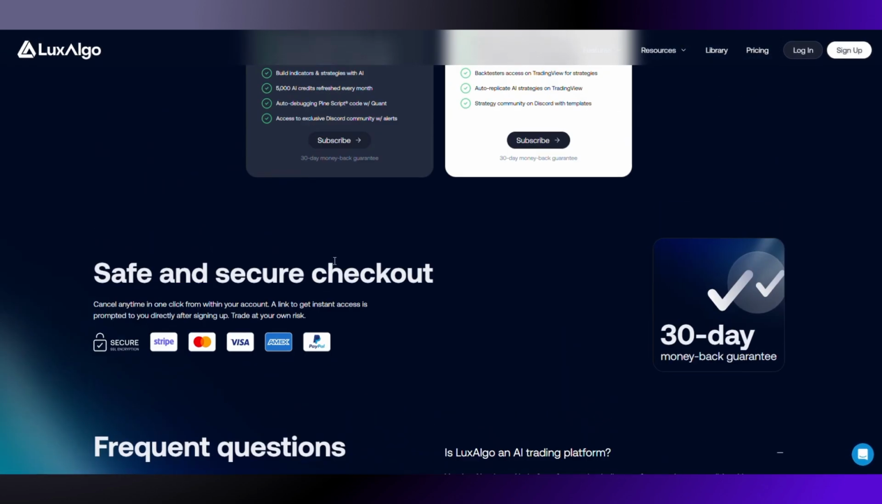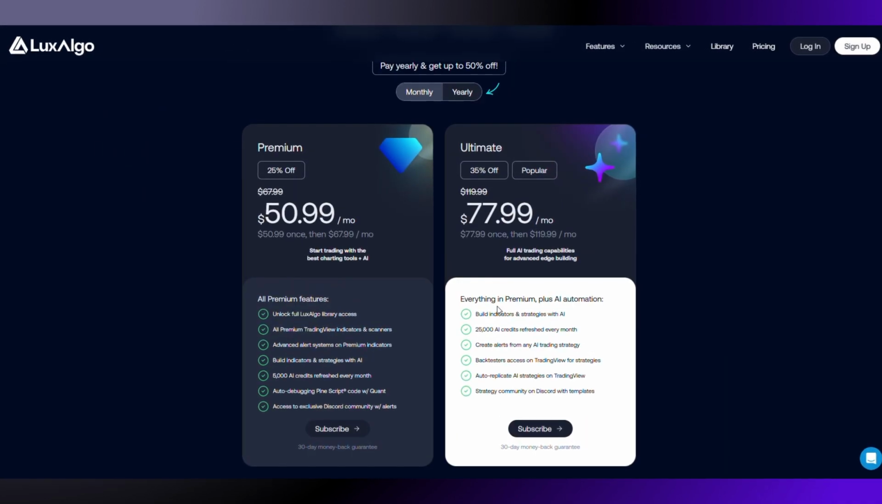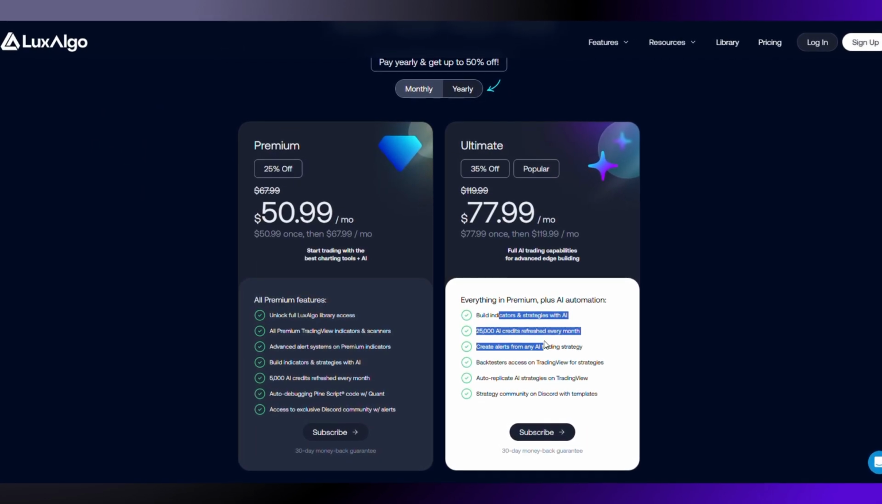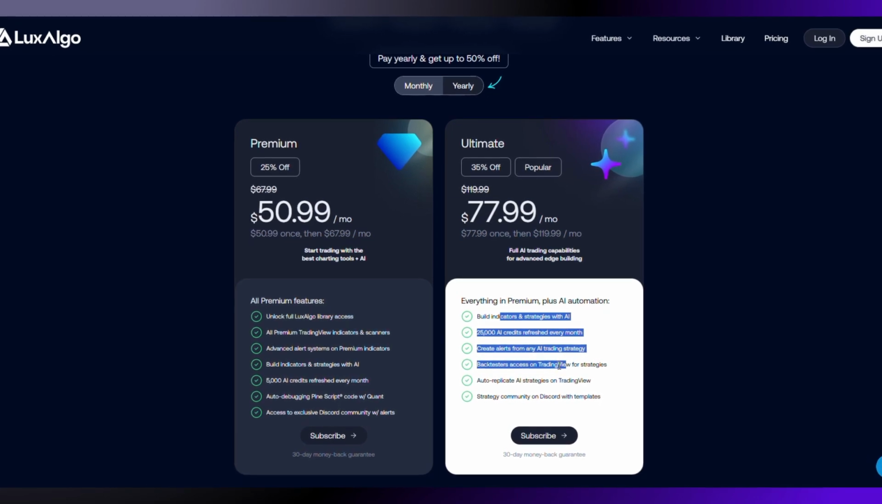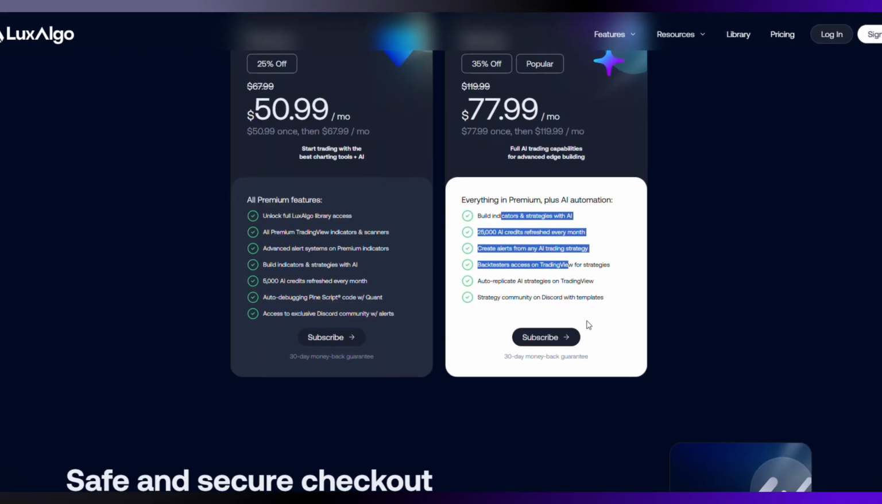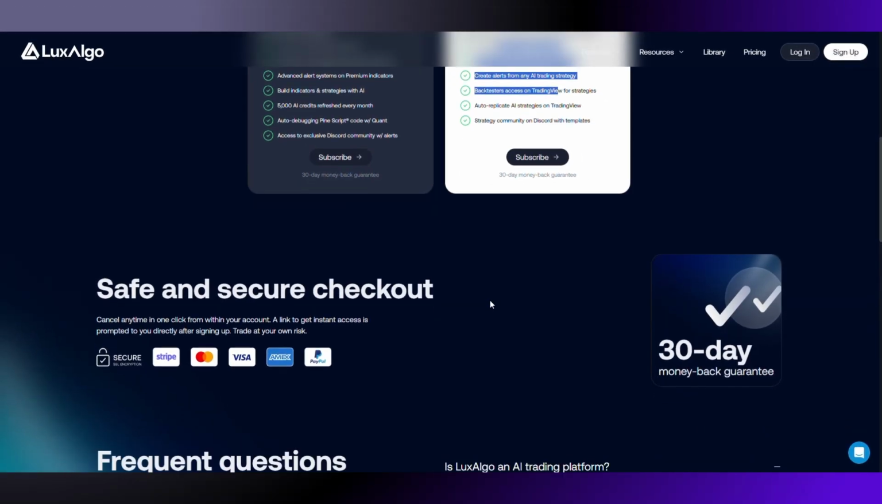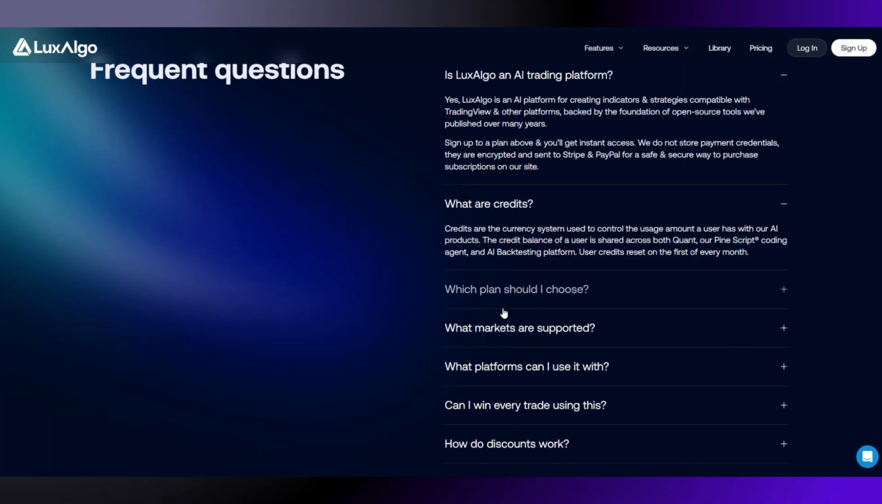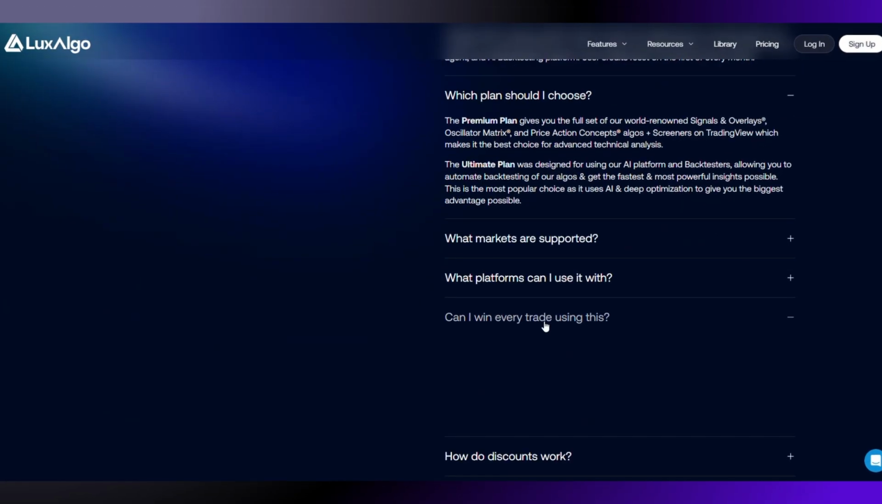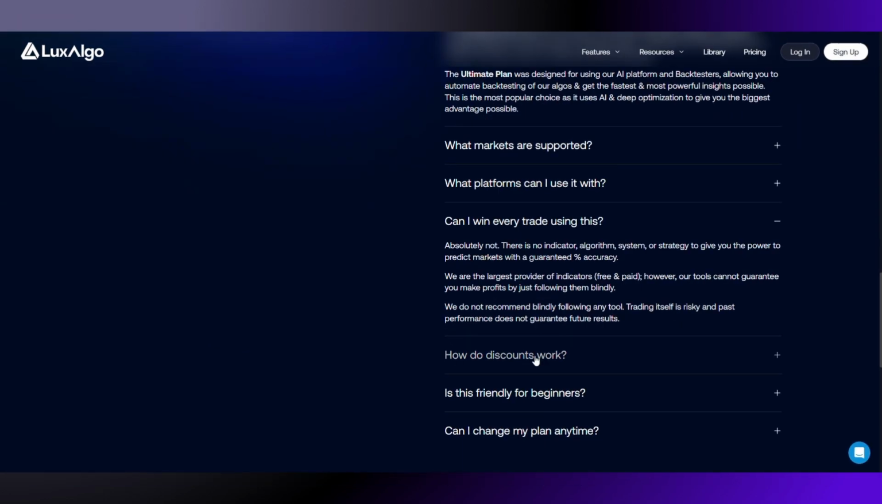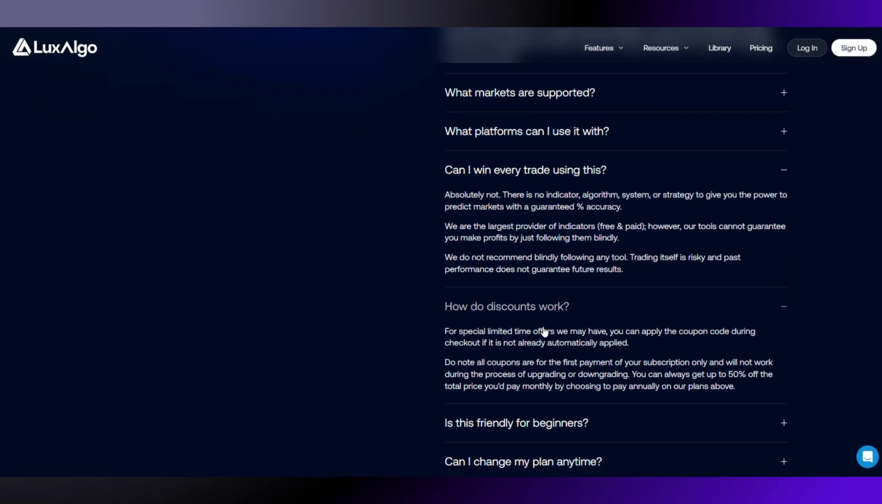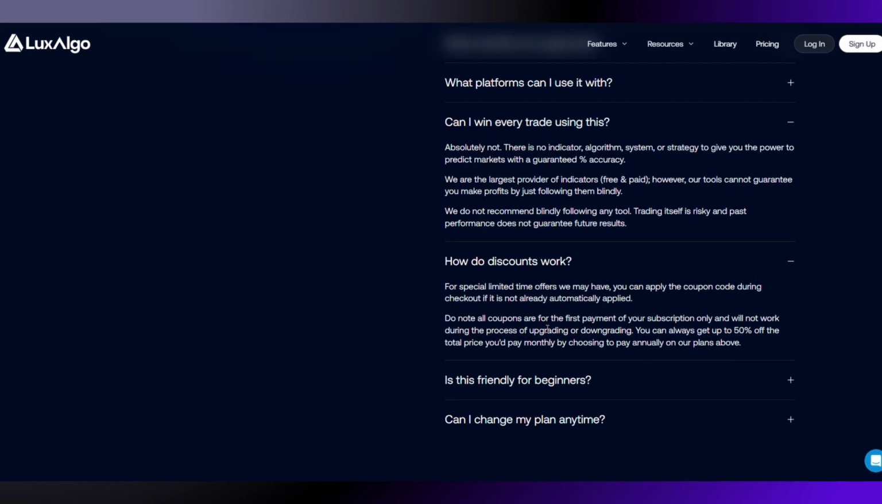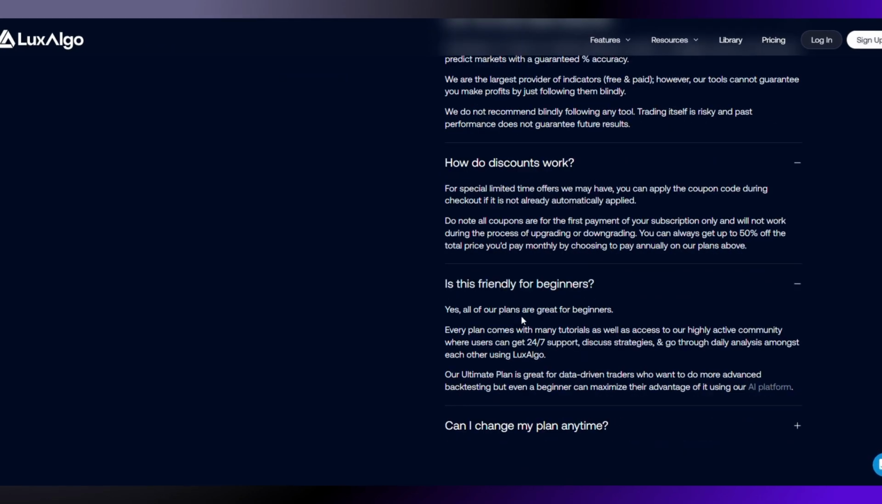The Ultimate plan takes the opposite approach. It includes everything from Premium plus AI strategy search, AI backtesting tools, automation inputs, and strategy building features designed for testing and refining systems. That makes it much more attractive for traders building systems instead of manually reading charts. The downside is cost. Ultimate is noticeably more expensive.